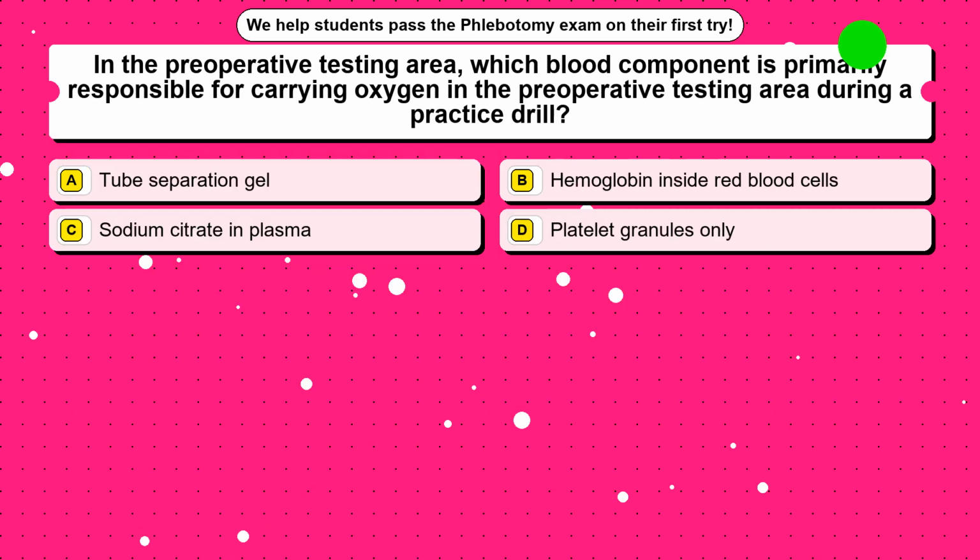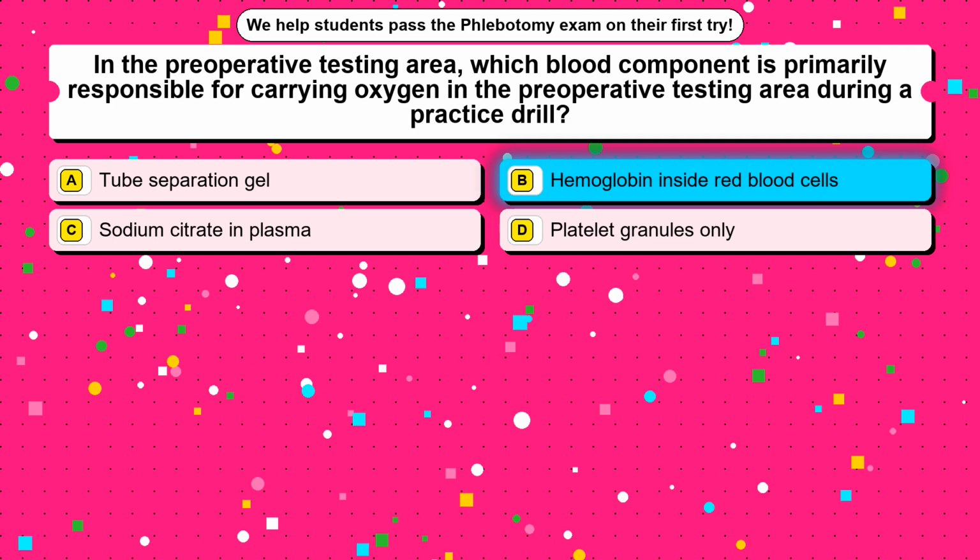Question 76. In the preoperative testing area, which blood component is primarily responsible for carrying oxygen in the preoperative testing area during a practice drill? Option A, tube separation gel. Option B, hemoglobin inside red blood cells. Option C, sodium citrate in plasma. Option D, platelet granules only.